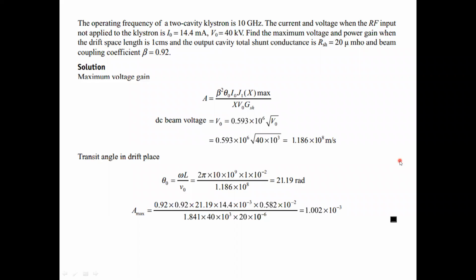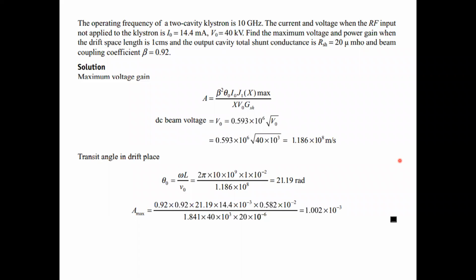Come to the next problem, number 4. I am reading the data of the question once again. The operating frequency of the two cavity klystron is 10 gigahertz. The current when RF input is not applied to the klystron is 14.4 milliamperes, and the voltage is 40 kilovolts. Evaluate the maximum voltage gain and the power gain when the drift space length is 1 centimeter. Similarly, the shunt conductance is 20 micro ohm and the beam coupling coefficient is 0.92.